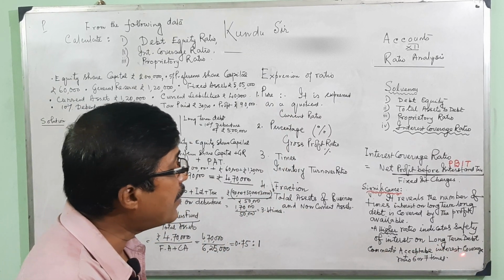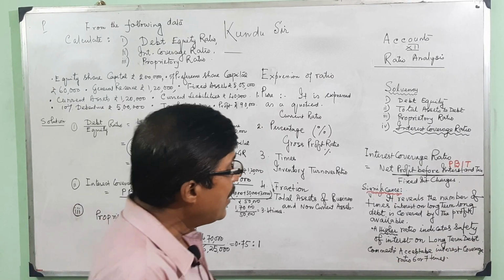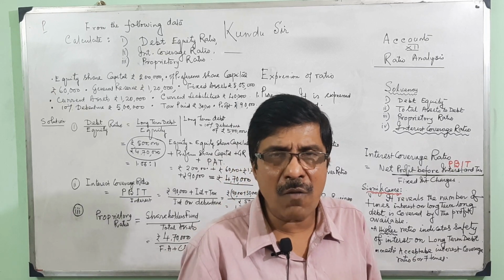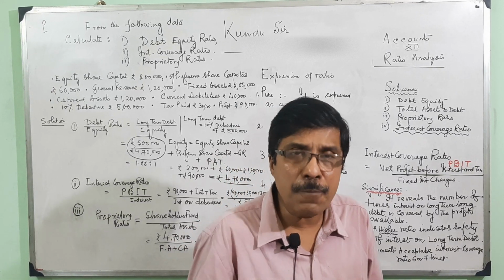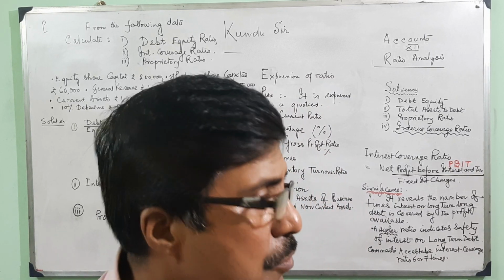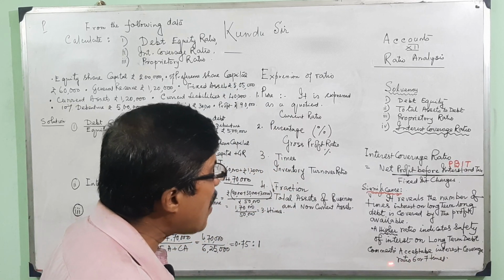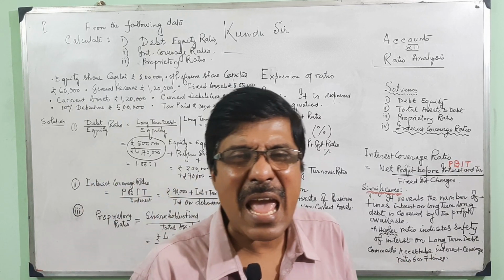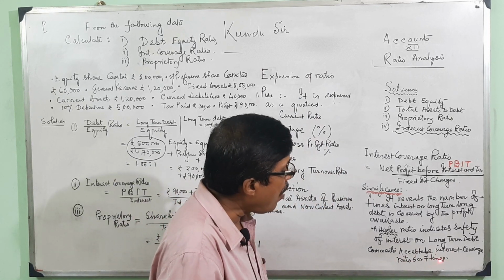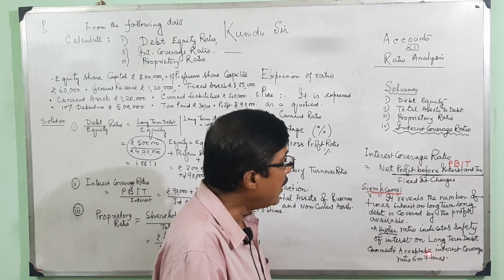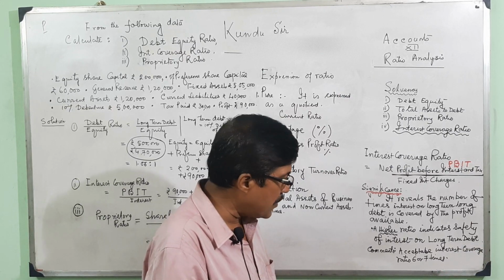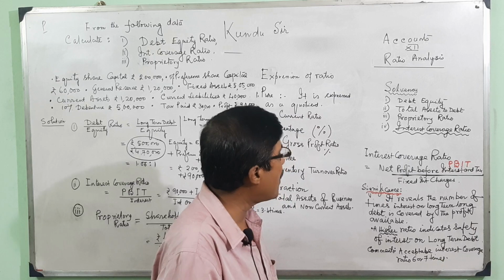Acceptable coverage for the interest coverage ratio is 6 or 7. If it is 6 or 7, that means the profit before interest and tax is 6 or 7 times the interest payable. It is more or less a norm, or rather an acceptable position. Profit should be 6 or 7 times the interest payable.